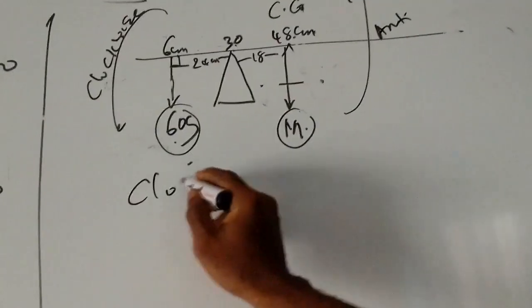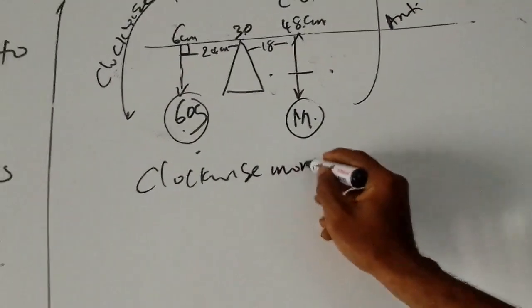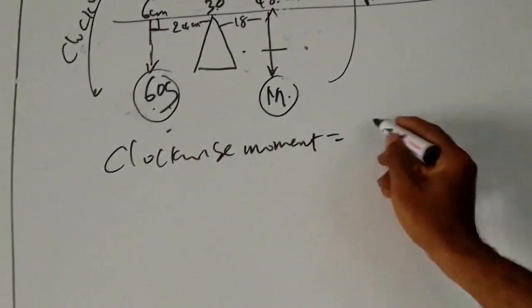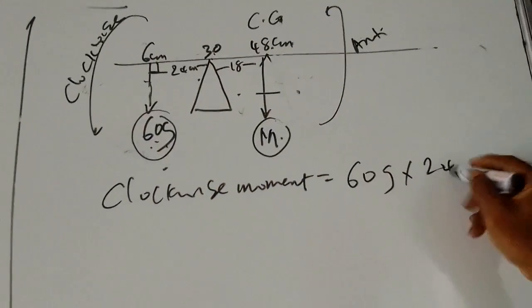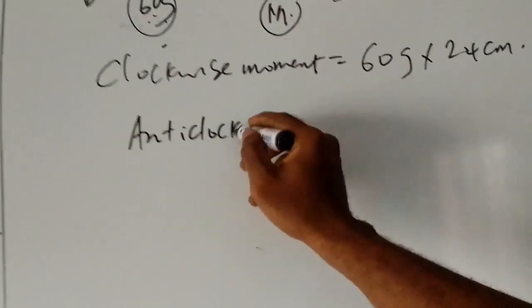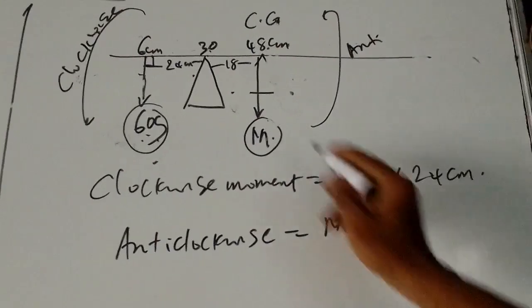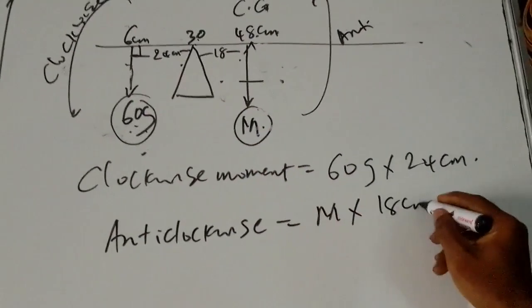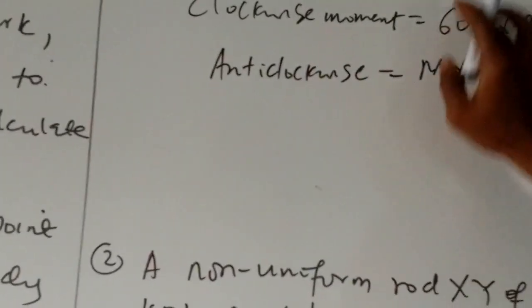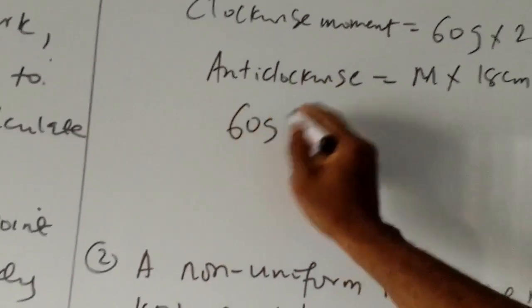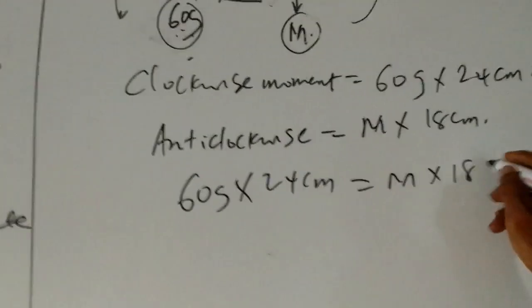So our clockwise moment will become the force, 60 gram, times the perpendicular distance to the pivot, which is 24 cm. The anticlockwise moment is on the other side of the pivot: the weight m multiplied by the distance to the pivot, which is 18 cm. Taking the principle of moments, clockwise must equal anticlockwise. We equate 60 gram times 24 cm to m times 18 cm.